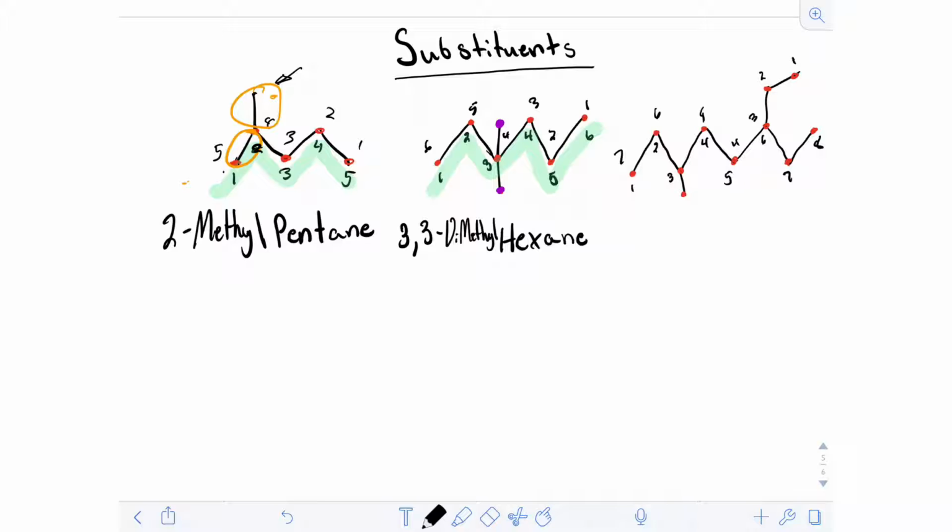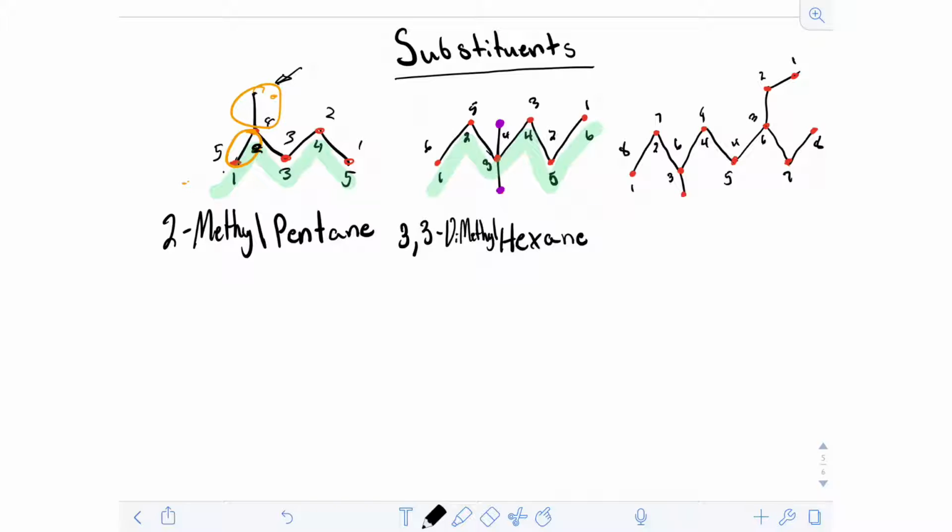Oh, I skipped one. That's why. 6, 7, 8. Okay. So take a look at this, and we're going to see which one's longest. Here you can see that no matter how you count it, from left to right or right to left, you have 2 substituents.